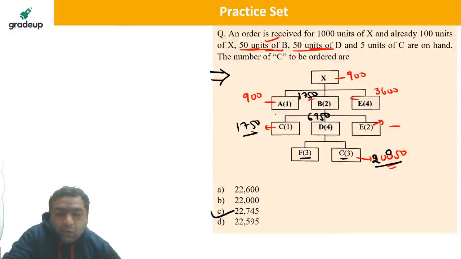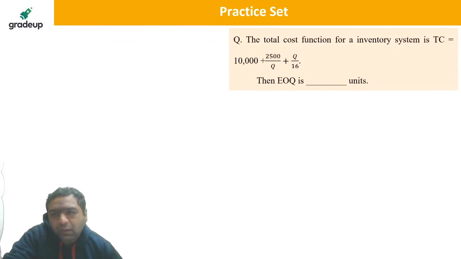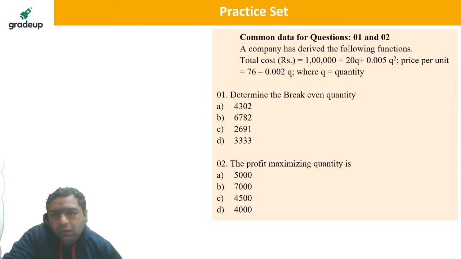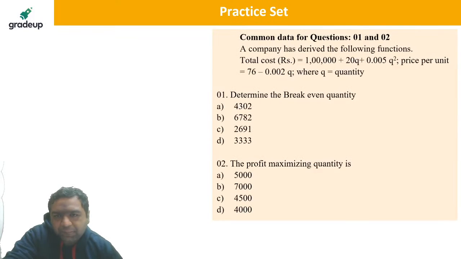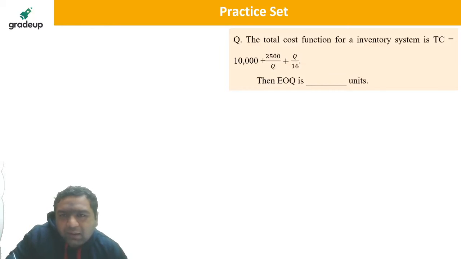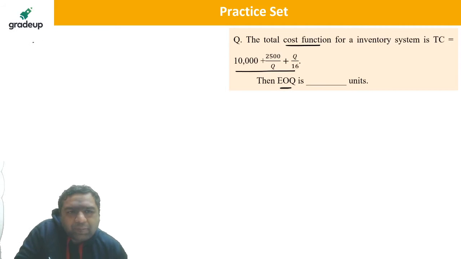Okay, guys, now let us see two questions from work study also. I will come on to break even quantity first. Solve this question, guys, for break even quantities. And one more question is there. Here the total cost function is given like this. Find out the economic order quantity.